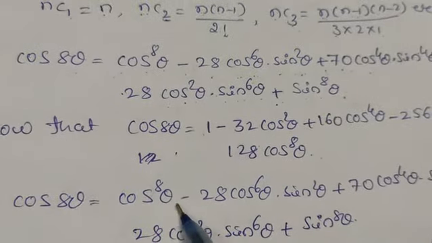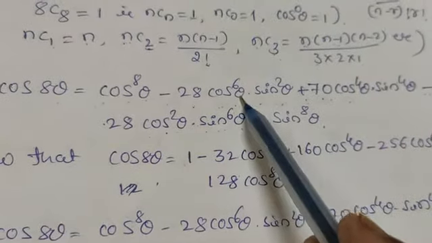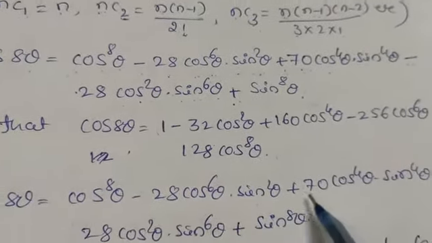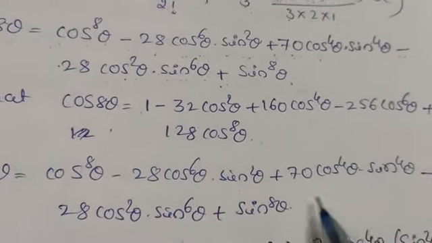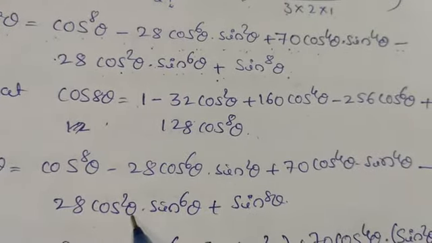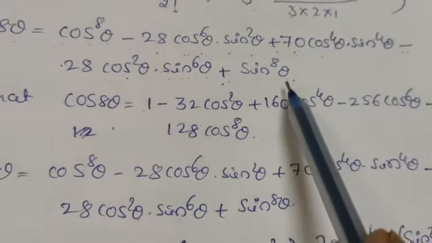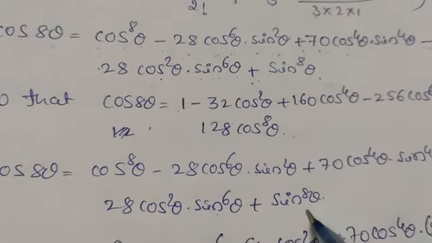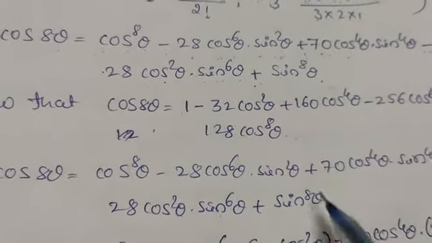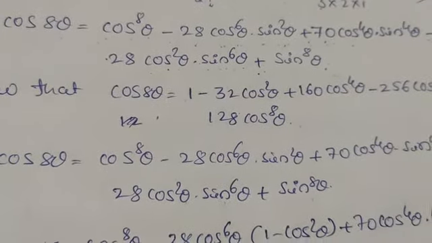So this one: cos raised to the power of 8 theta minus 28 cos to the power of 6 theta into sin square theta plus 70 cos raised to 4 theta into sin raised to 4 theta minus 28 cos square theta into sin raised to 6 theta plus sin raised to 8 theta, as we have done in the previous example. You just write as it is, but you have to solve this one separately. Here I have taken this solution directly. You cannot take this one directly. You have to solve this one.